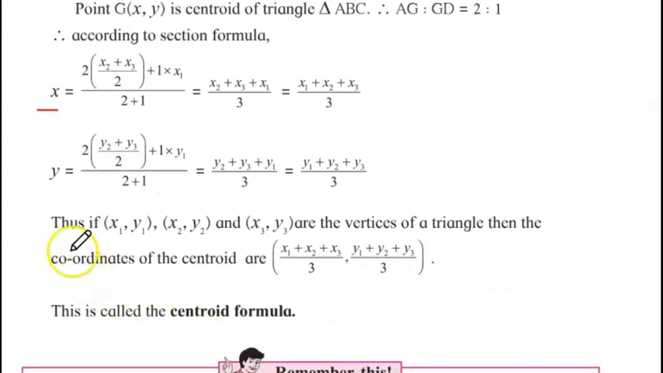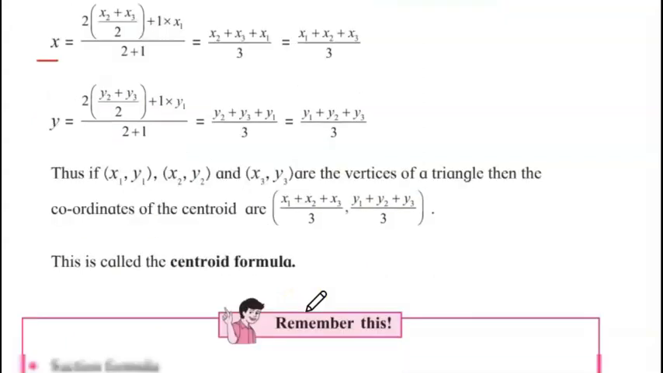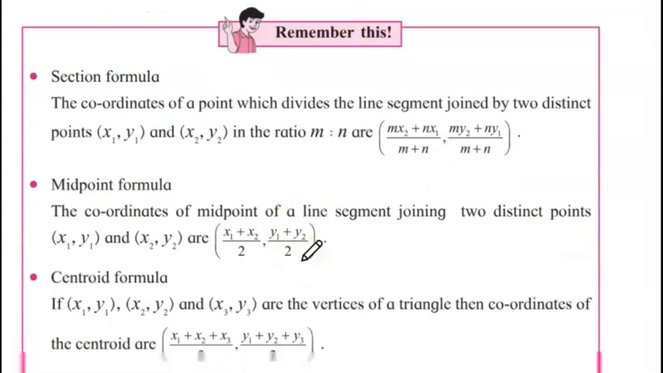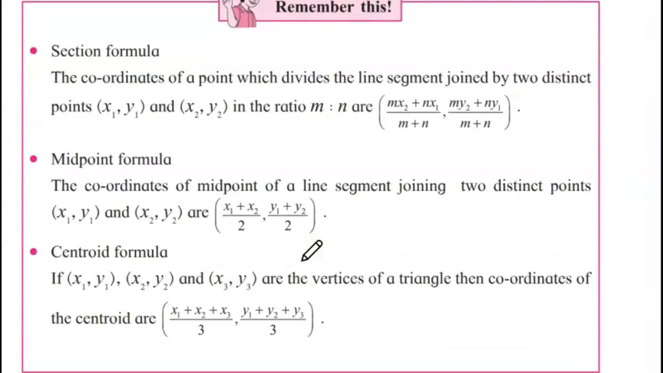Thus, if (x1, y1), (x2, y2), (x3, y3) are the vertices of a triangle, then the coordinates of the centroid are ((x1 + x2 + x3)/3, (y1 + y2 + y3)/3). And this is called the centroid formula. It is a very easy formula. Okay, here all the formulas are repeated again, you can see.